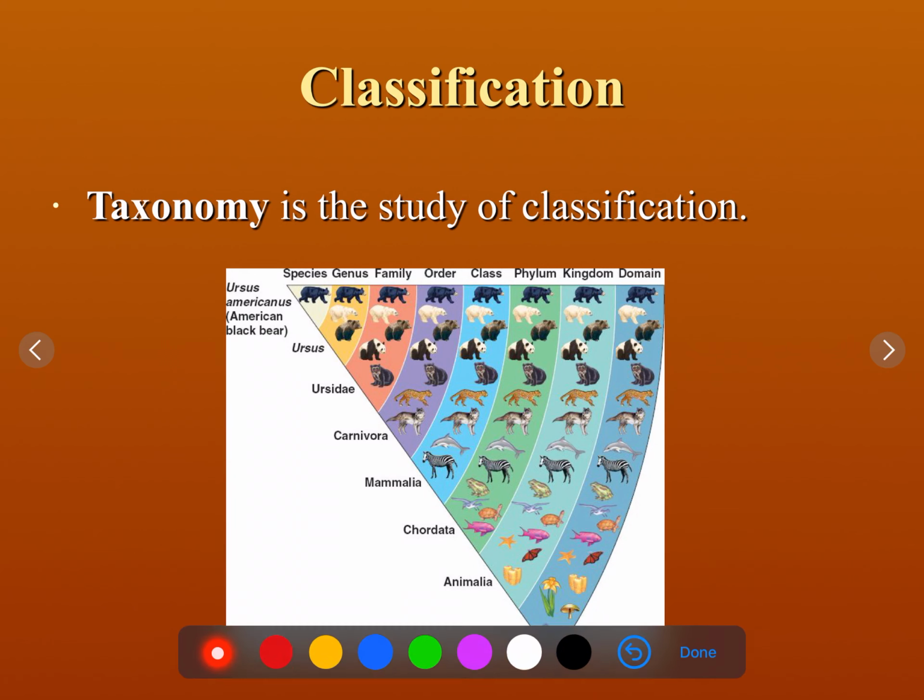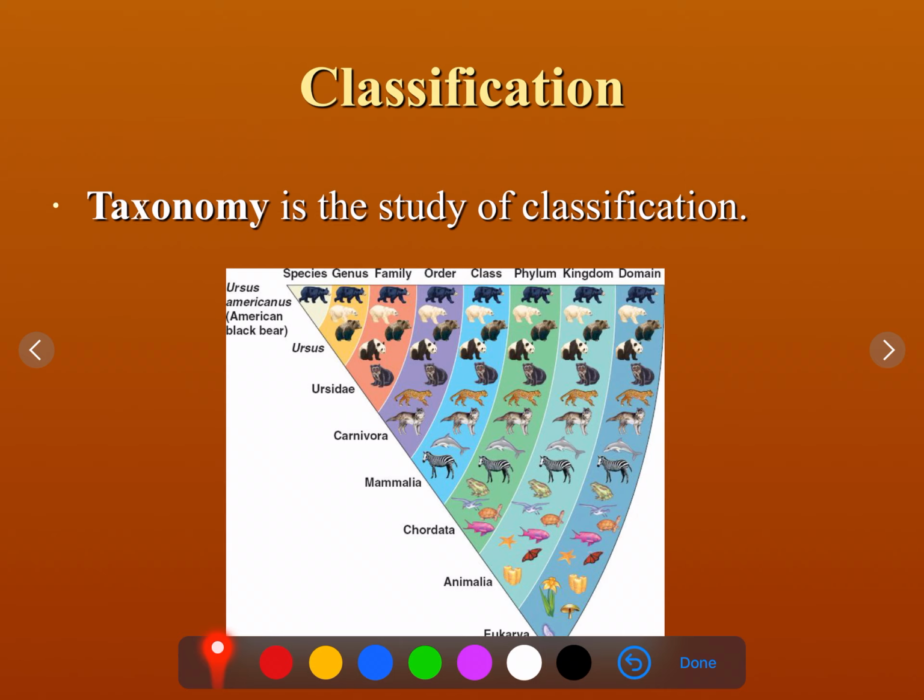Okay, so this is classification, and if you're a taxonomist, you're a scientist who studies classification. So if there's a new species that's found, it would be your job to put it into the right section. Okay, so taxonomy is a key definition you need. It's the study of classification. So let's have a look.